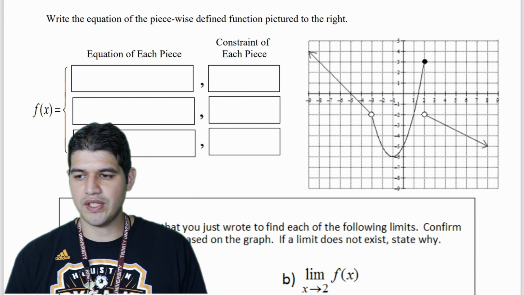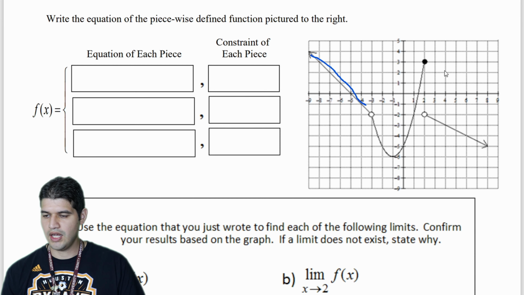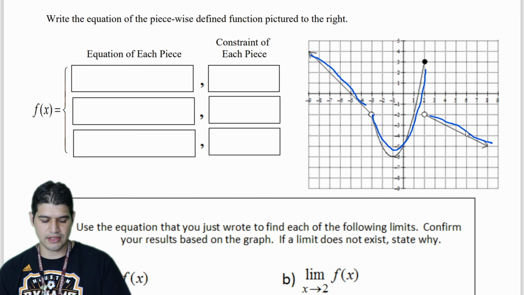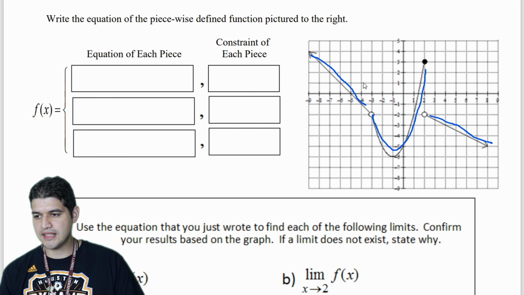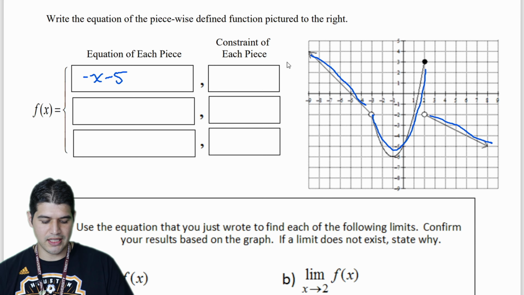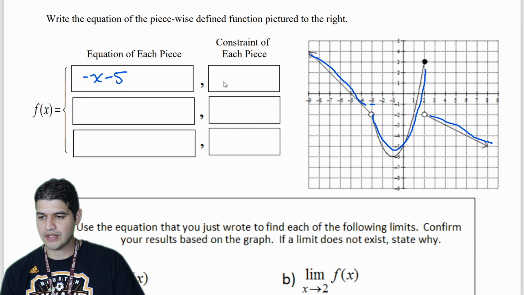So what I want to start with is writing the equations of each of these pieces. I notice I've got a piece happening right here, a piece right here, and another piece there. So I've got 3 pieces to write, and the first one is just a linear equation. I notice that the slope is -1, so negative x, and the y-intercept is -5, so -5. And if I want to constrain this piece, all these values are going to be less than -3. So I'll say x is less than -3.